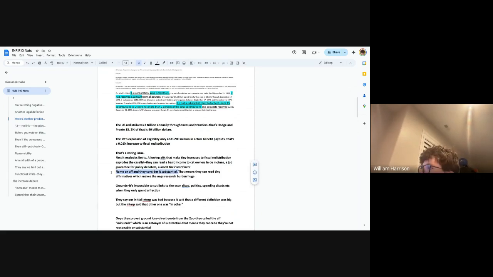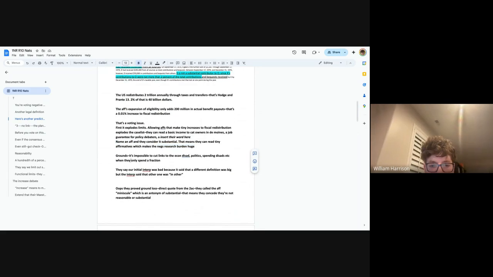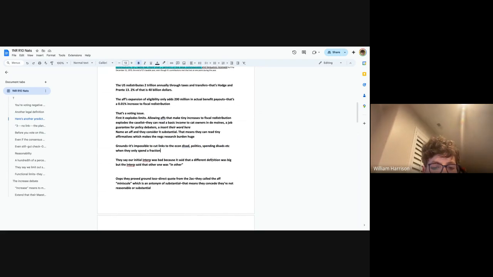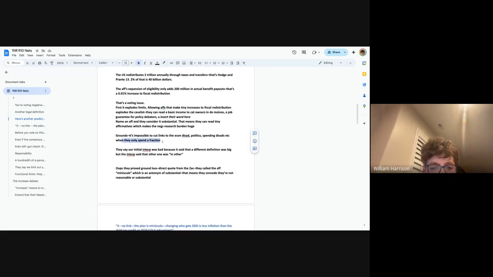So essentially I'm arguing here that they don't limit affirmatives based on size at all. They can read tiny affirmatives, which makes the next research burden huge. Grounds, it's impossible to cut links to the econ DISADs that are based on spending, links to politics that are based on disagreements about spending, links to spending DISADs where they only spend a tiny amount of money. So that's a grounds argument that we're losing all sorts of ability to debate.